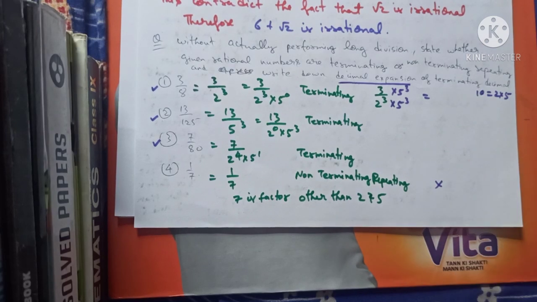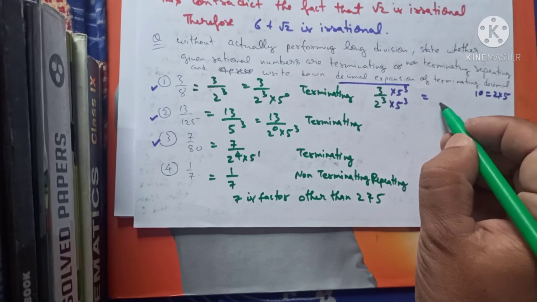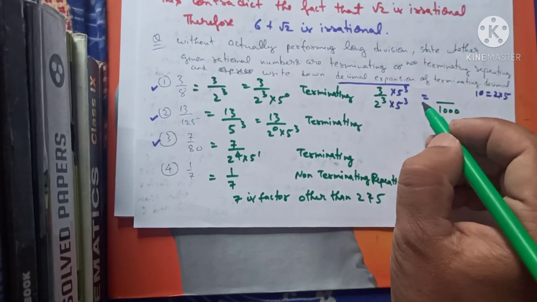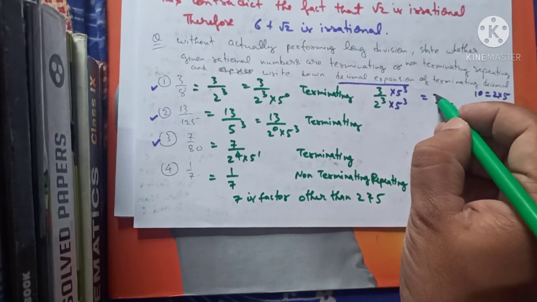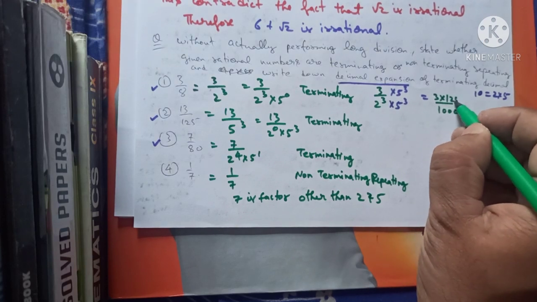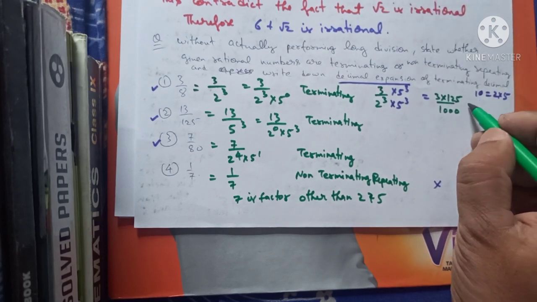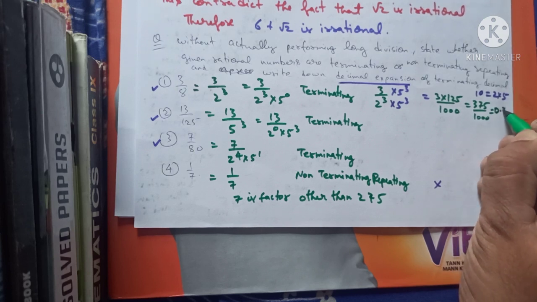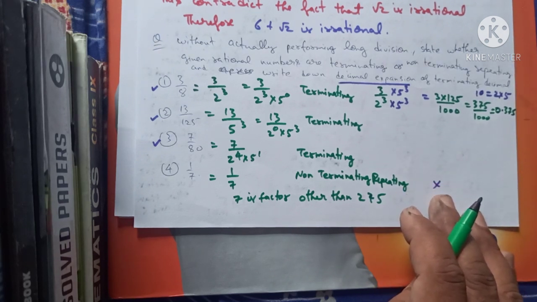In the denominator we get 3 pairs of 2 and 5 as factors, so in the denominator we get 1000 or 10 power 3, and in the numerator 5 power 3 into 3, that is 3 times 125. 5 into 5 is 25, 25 into 5 is 125, so that is 375 upon 1000, that is 0.375. This is how we convert into decimal expansion.